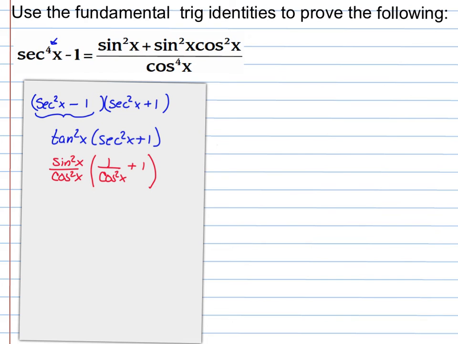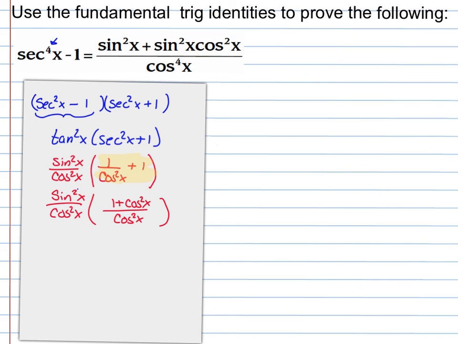And now that we have that, we can get a common denominator for this part. So I'm going to have sine squared of x over cosine squared of x. And if I put all of that over cosine squared, I'm going to have 1 plus cosine squared of x. Once we have that, all we have to do is multiply the numerator times the numerator, denominator times denominator, and hopefully this will give us what we need.